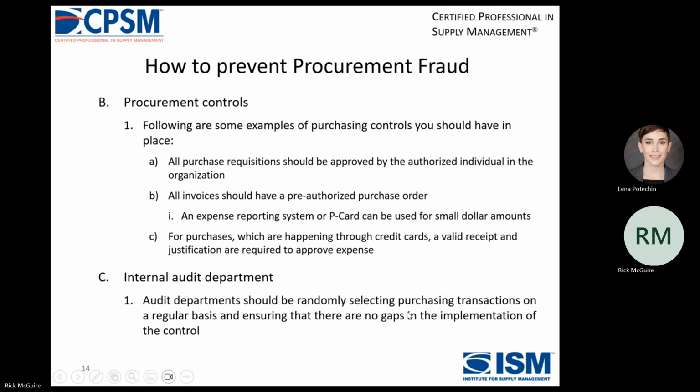But you've got to split the three duties. You've got accounts payable, you've got purchasing, and you've got receiving. And those have to be done by three separate people. Internal audit department: audit should randomly select purchasing transactions on a regular basis to ensure that there are no gaps in the implementation or control. And we do internal audits.